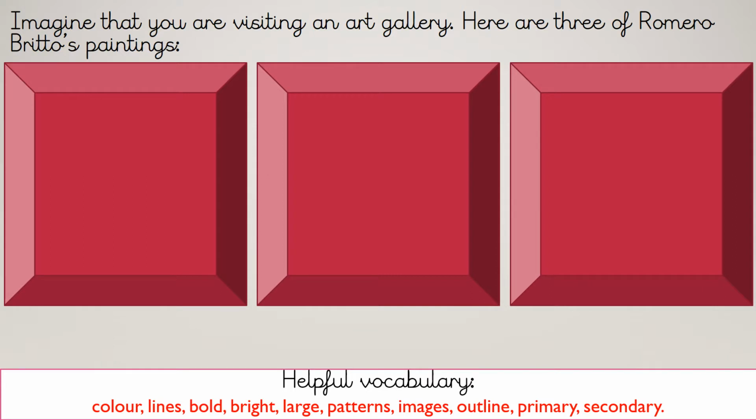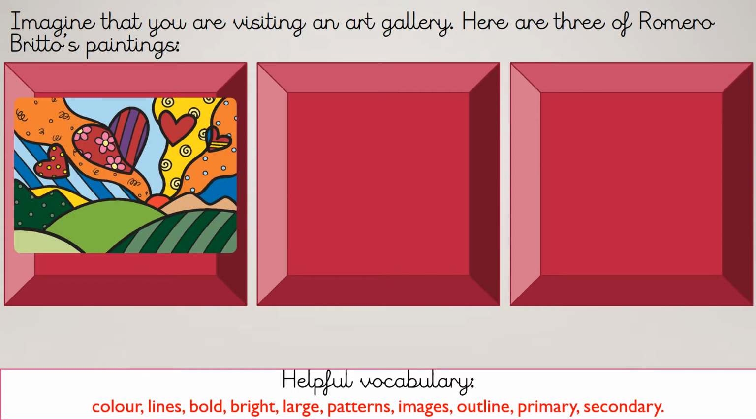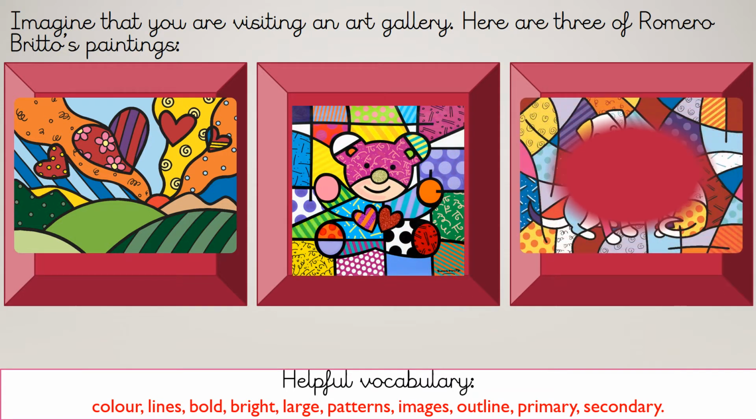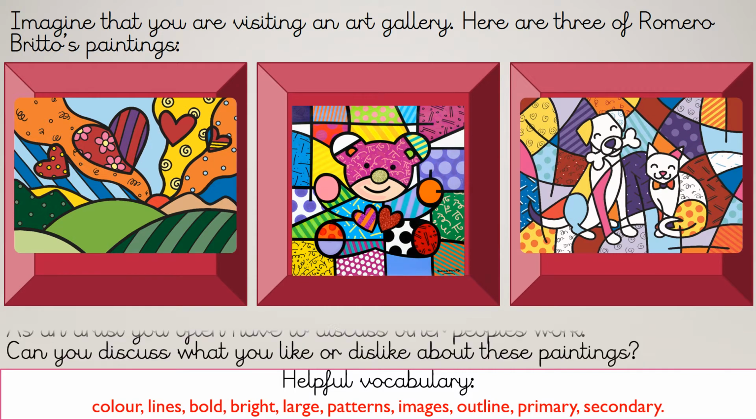Now I would like for you to imagine that you are visiting an art gallery, an online art gallery. There are going to be 3 of Romero Britto's paintings shown. What I want you to do is look at them and decide what you like or dislike about them. Here's the first. Here's the second. And here is the third.